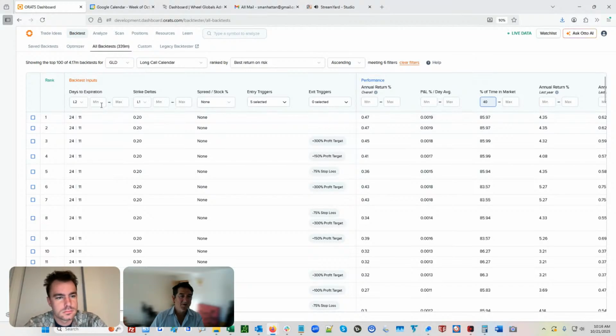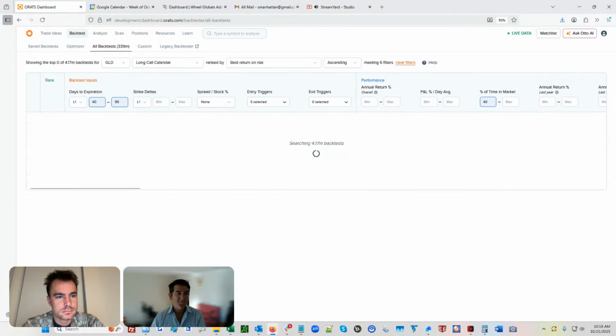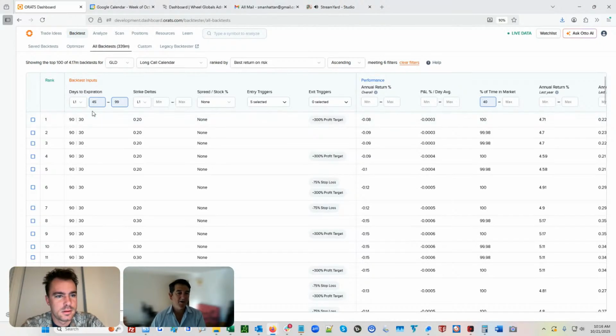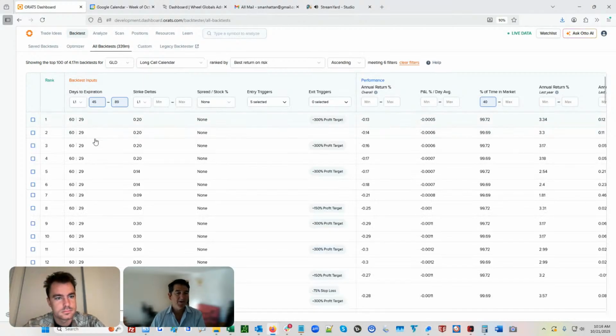And it looks like our front month is the bigger one. So that's why I wasn't able to find it that way. Got it. Okay. So the front month is the bigger one. So we're going to go 40 to 99. Then leg 2 could just be a minimum of 99 maybe. All right. So here they are.